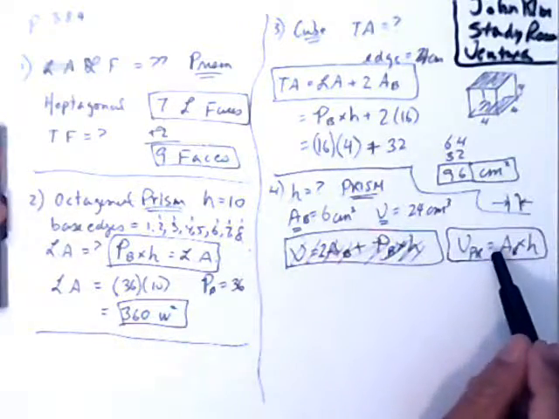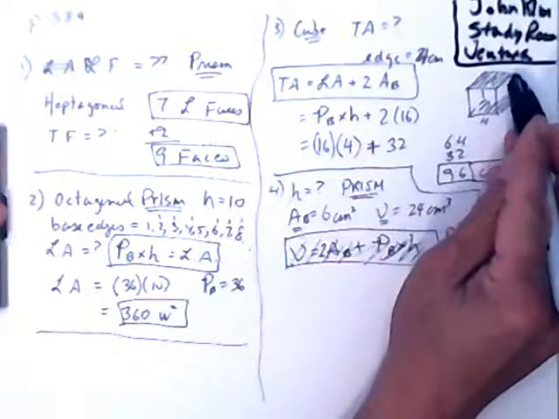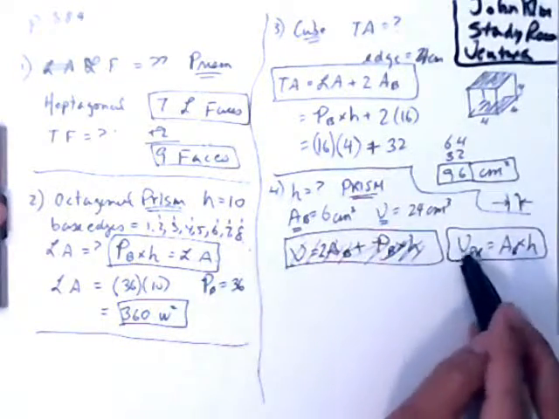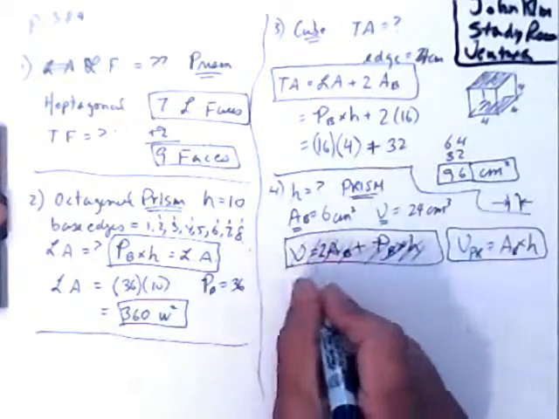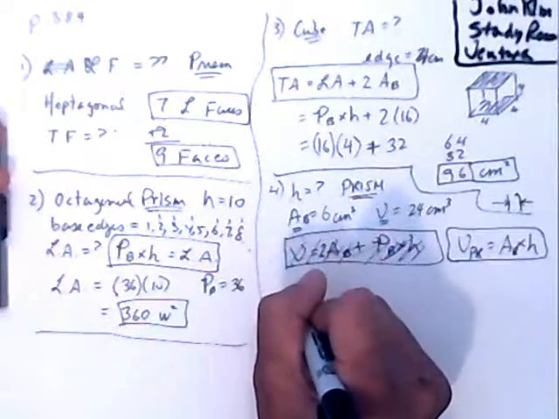The volume of a prism is the area of the base times your height. So if you have your area right over here and you multiply by your height, it gives you volume right there. So make sure you know your formulas before you start. I'm not even referencing my paper right now, so let's get started.